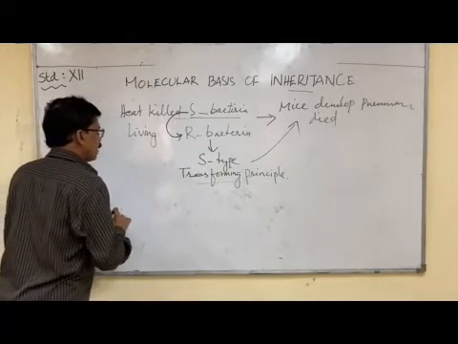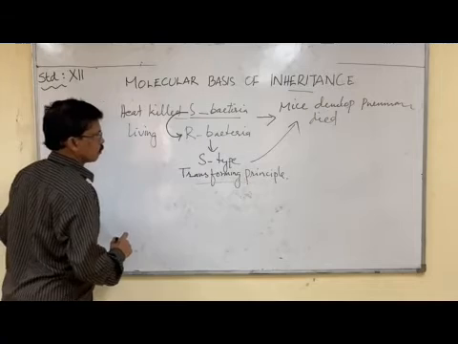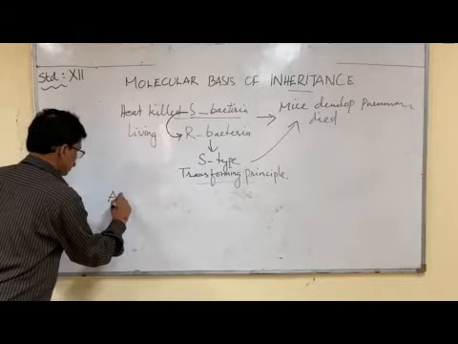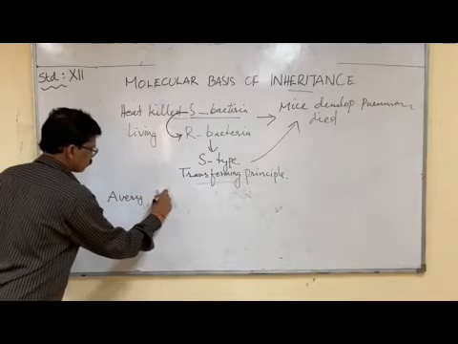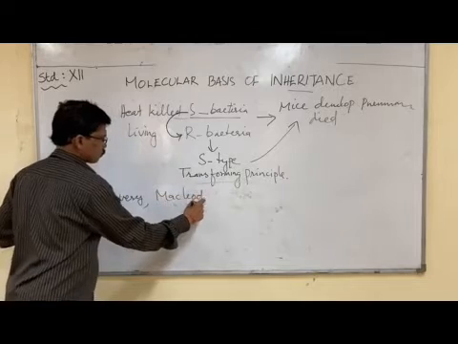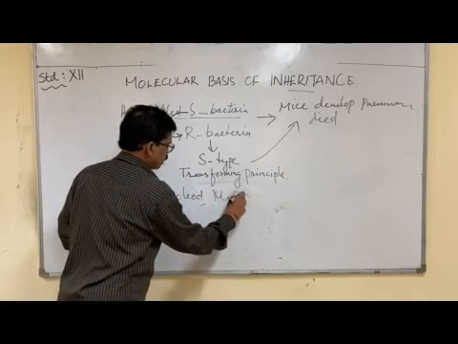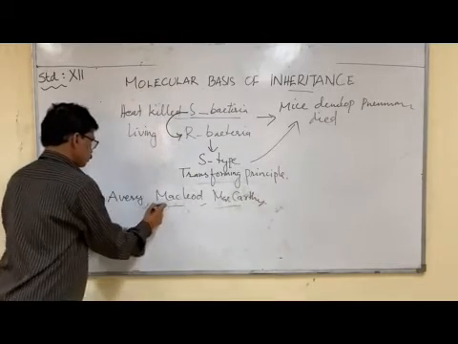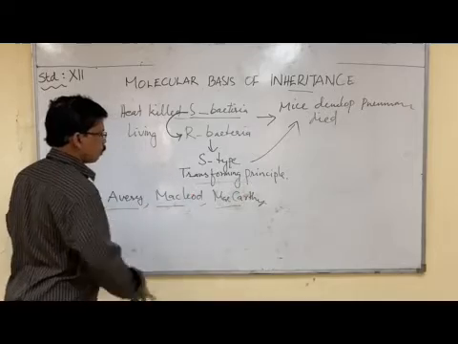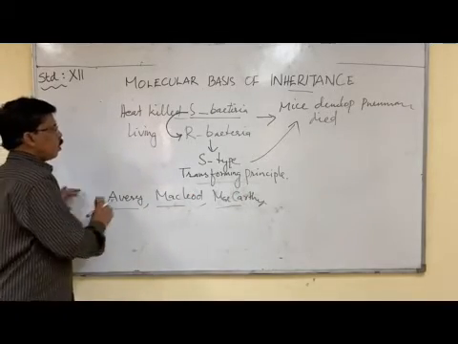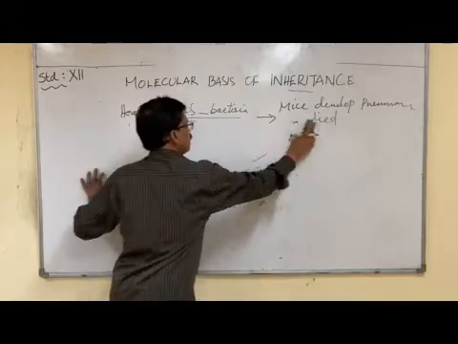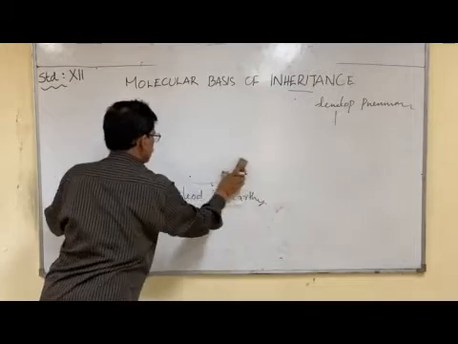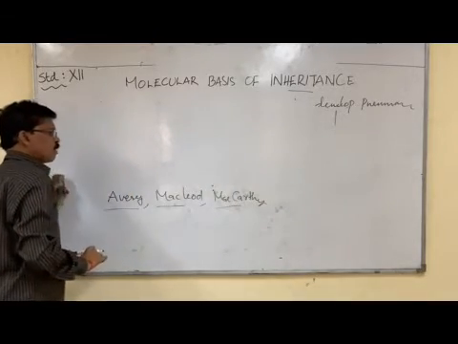Later on, three scientists called Avery, MacLeod and McCarthy experimented on this transforming principle and understood that DNA is the genetic material. What was the experiment of Avery, MacLeod and McCarthy?